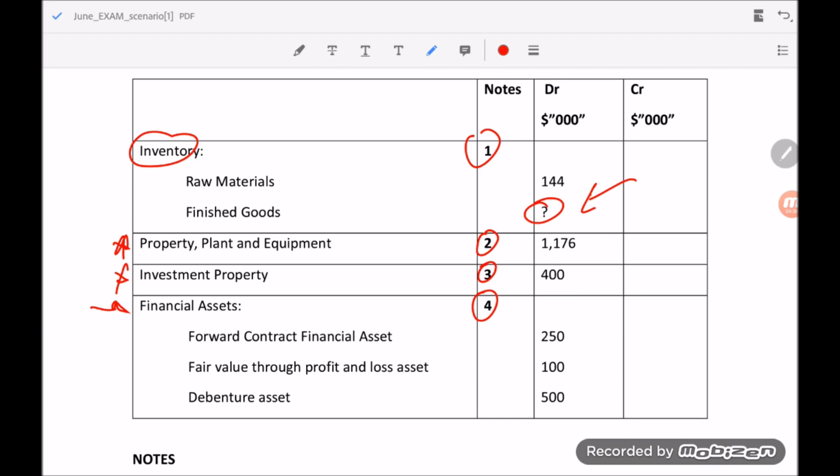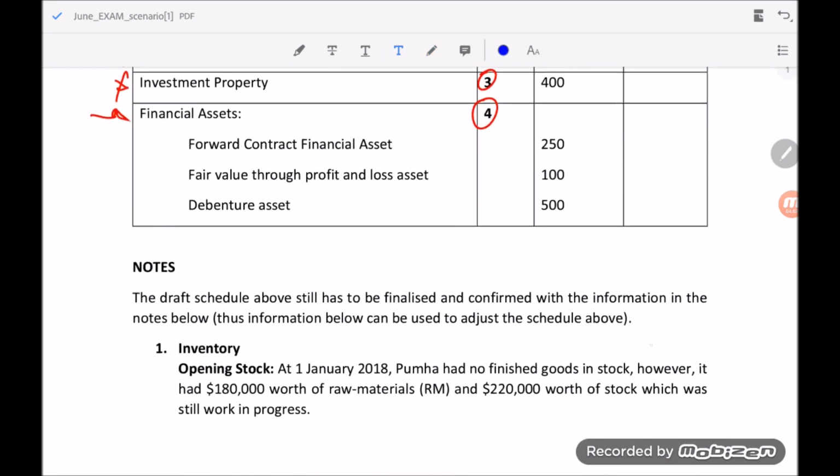And then PPE as well, we've got 1,176,000, which they're giving us there. But this is a preliminary figure, and the information that we're getting in these notes is being given to finalize these figures, which means there might be some changes which can take place. Okay, so let's further go down and see.